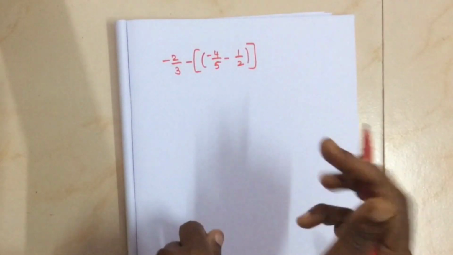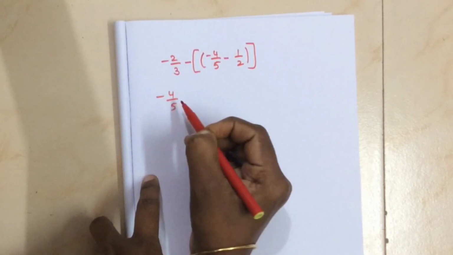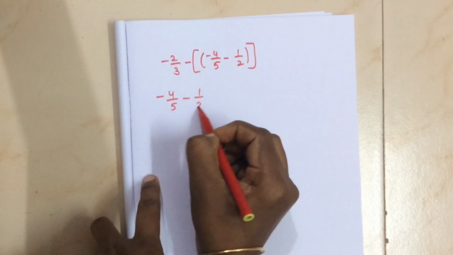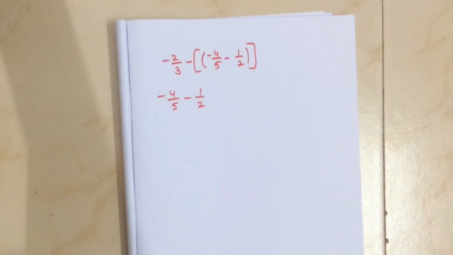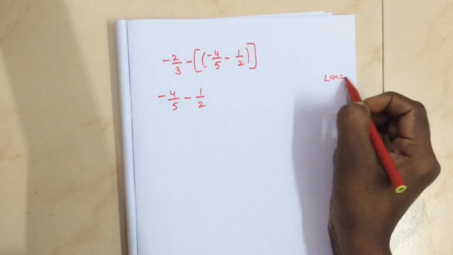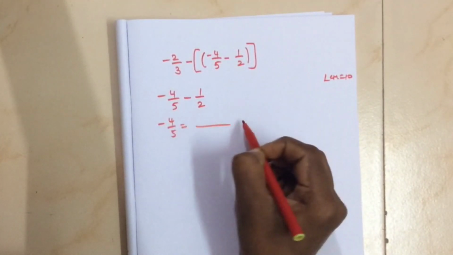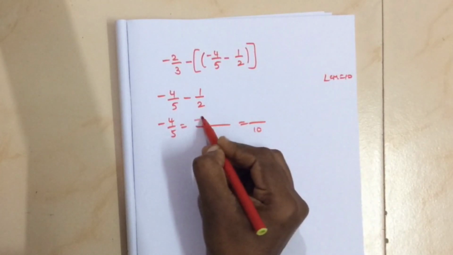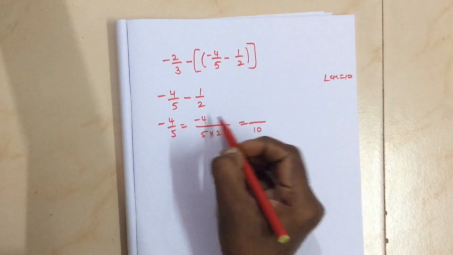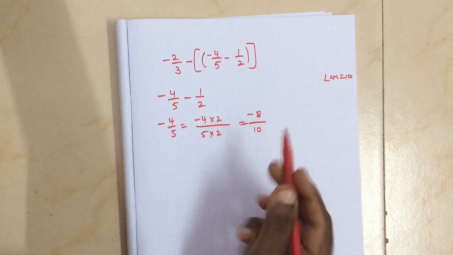So first you should solve whichever is inside the bracket. So I am going for minus 4 by 5 minus 1 by 2. Now we have to take LCM. Since there are no common factors, the LCM of 5 and 2 is 10. So minus 4 by 5 can be written as minus 5 2s are 10, 4 2s are 8 by 10.